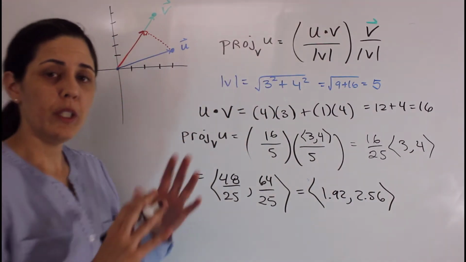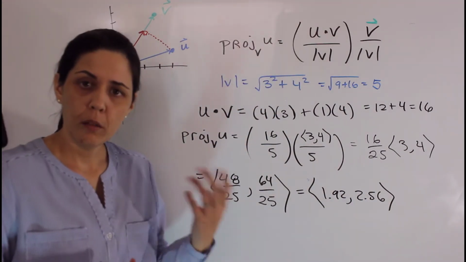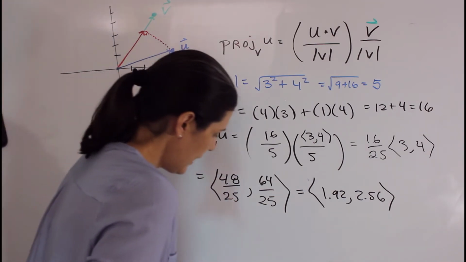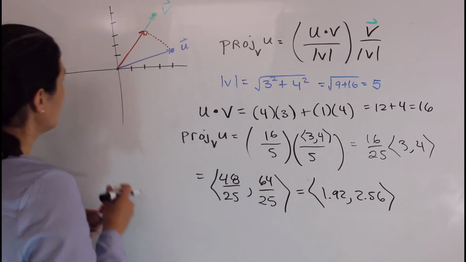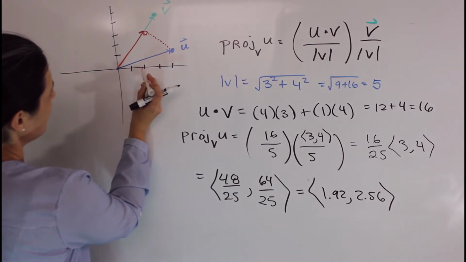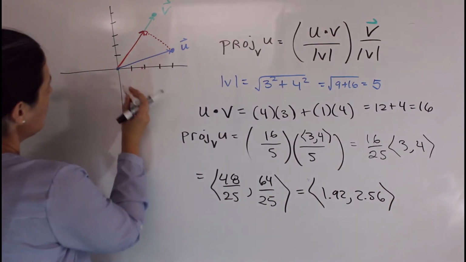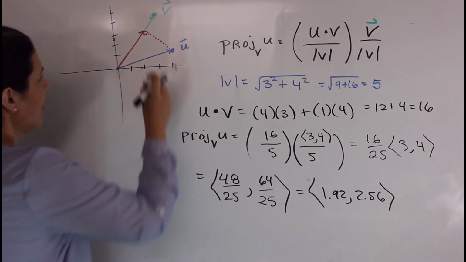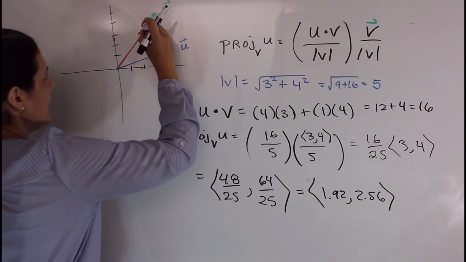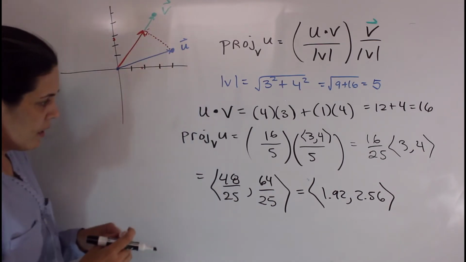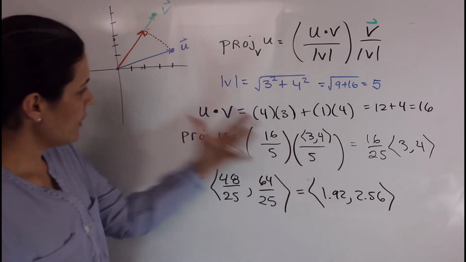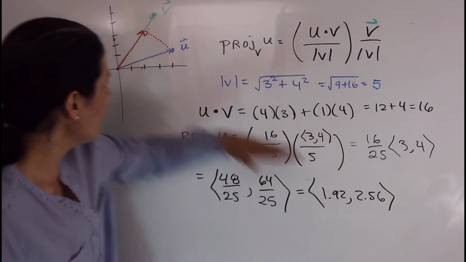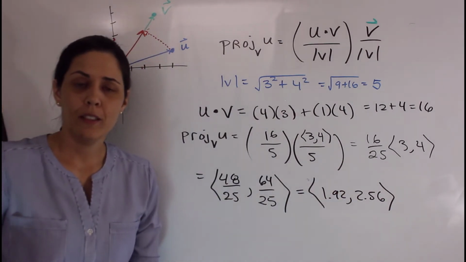And let's see visually, I know my drawing might be off a little bit, but let's see if it kind of lined up and made sense. 1.92, okay, that's about right there. 2.56 is right there. Oh, okay, pretty close. My drawing's a little off, but that vector definitely ends somewhere right there. So solved it visually, solved it algebraically. That's the projection of one vector onto another one.